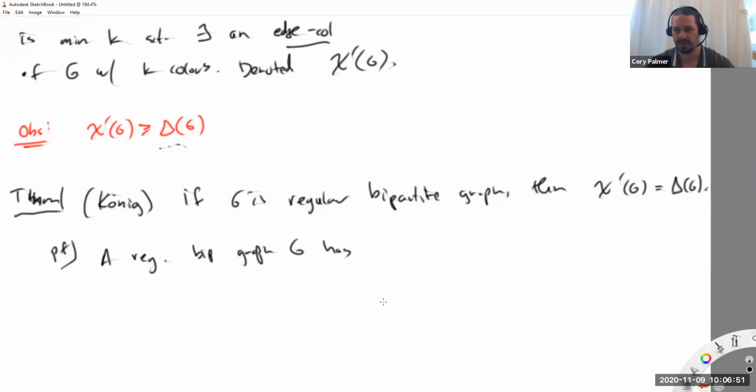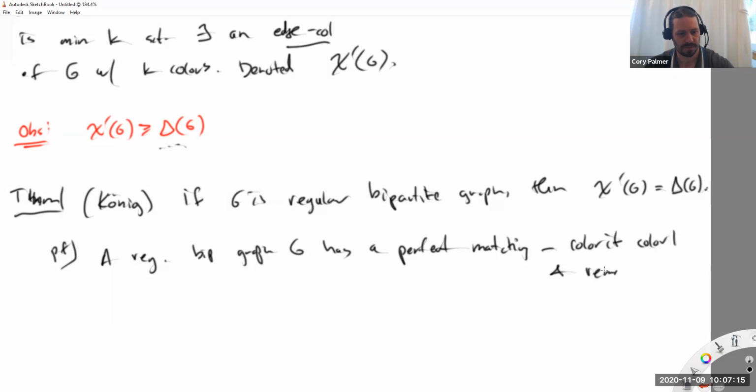What substructure can you find in a regular bipartite graph? A perfect matching? Yeah, exactly, Ethan. So it has a perfect matching. Okay, great. Grab a perfect matching and color it color 1, and remove it. So find a perfect matching in the graph, and remove the edges of the perfect matching after coloring them color 1.